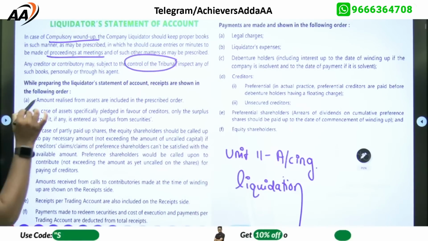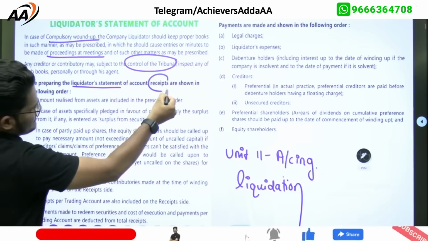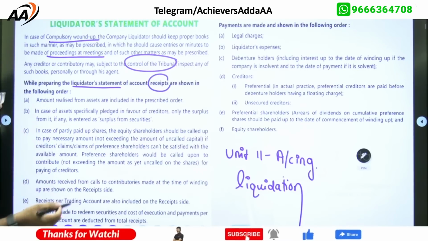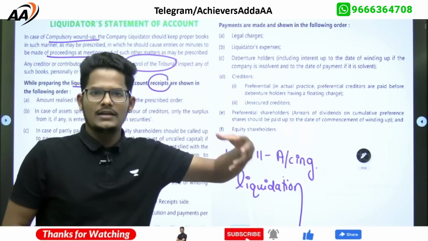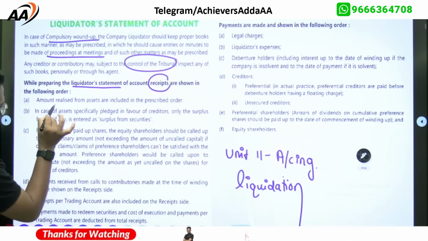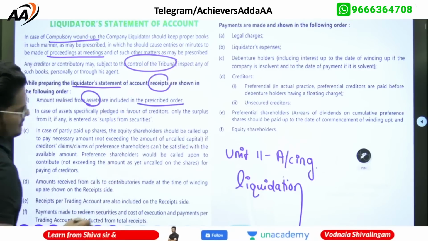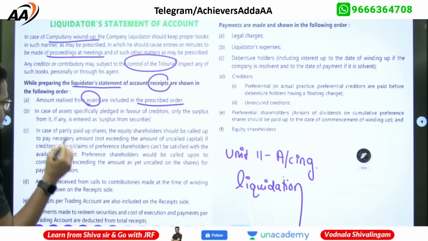So while preparing a liquidator statement, we must show receipts in the following order. Receipts: when the inflow is coming, the liquidator has to consider the receipts in this manner. First, the amount realized from the assets is included in the prescribed order, in the proper order only.